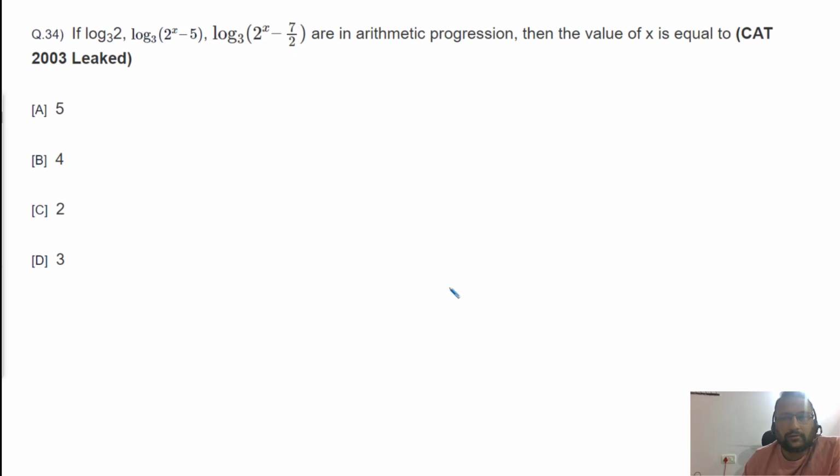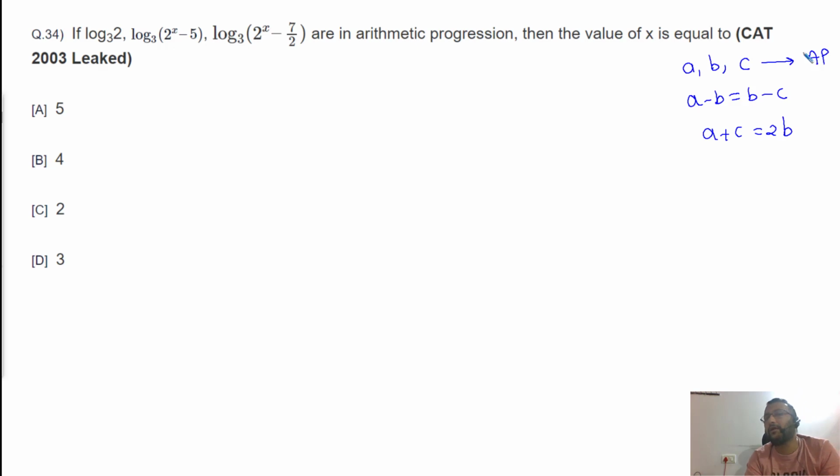Now let's have a look at a question from CAT 2003. Over here, three terms in logarithmic terms are in arithmetic progression, then we need to find the value of x. Now what happens if three terms are in arithmetic progression? For example, let's say a, b and c, these three terms are in AP. It means a minus b is equal to b minus c, then a plus c is equal to 2 times b. So over here what we can conclude is, if three terms are in arithmetic progression, the sum of first term and third term is equal to 2 times middle term.